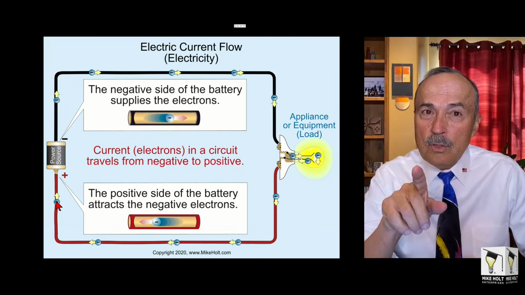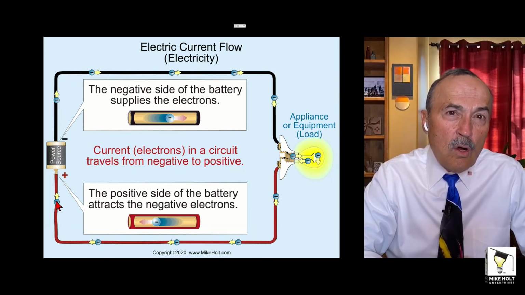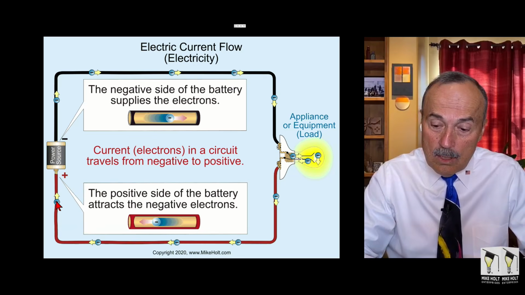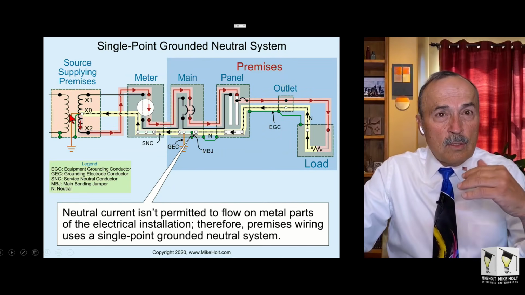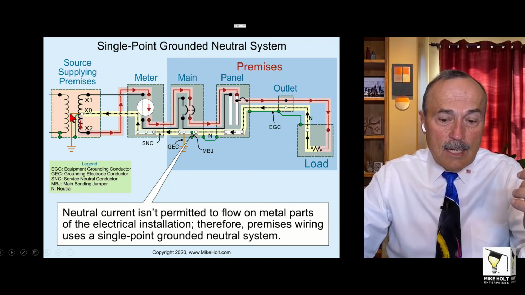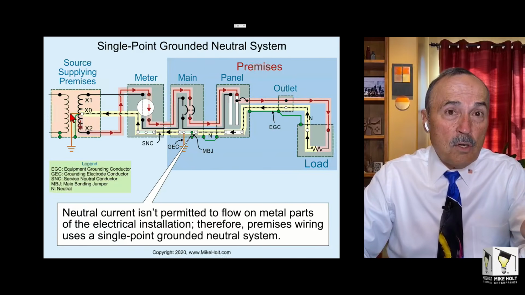So electrons leave the source and they come back to the source. That's called an electrical circuit. It's the way it works. So now let's talk about a transformer. Well, a transformer uses electromagnetism instead of, like, a battery using a chemical reaction.